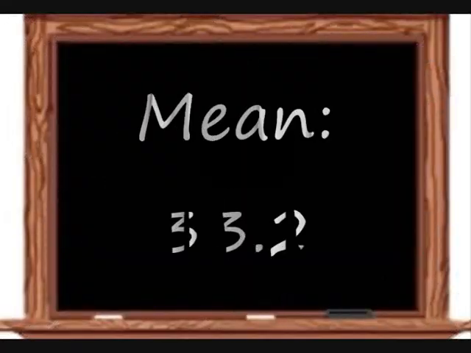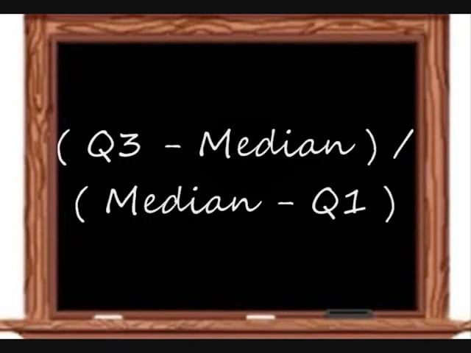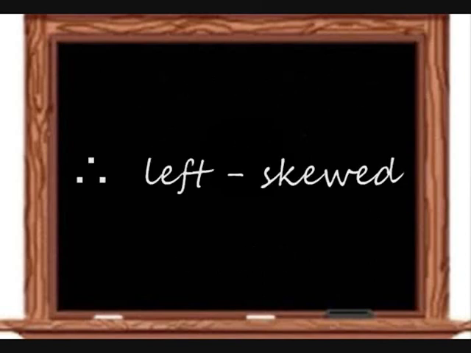The mean at 33.2, however, was much lower than the median at 40. This shows that the distribution is heavily skewed to the left, and we can use one of our previous formulas to prove it. When we plug the data into the statistic, the value is less than 1, proving that, without a doubt, the distribution of flowers is certainly skewed to the left.